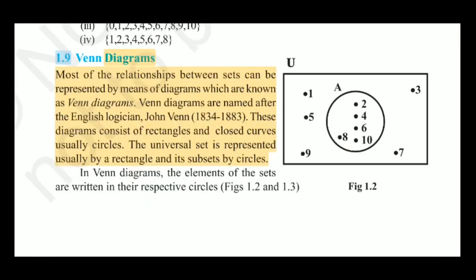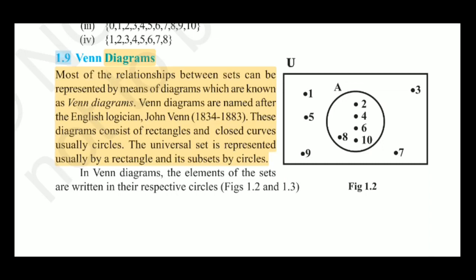Now I am going to start Venn diagram. What is a Venn diagram? The relation between sets can be represented by means of diagrams which are known as Venn diagrams. In other words, when sets are represented with the help of diagrams, they are known as Venn diagrams. These diagrams consist of a rectangle and closed curves, usually circles. The universal set is always represented by a rectangle and its subsets by circles.